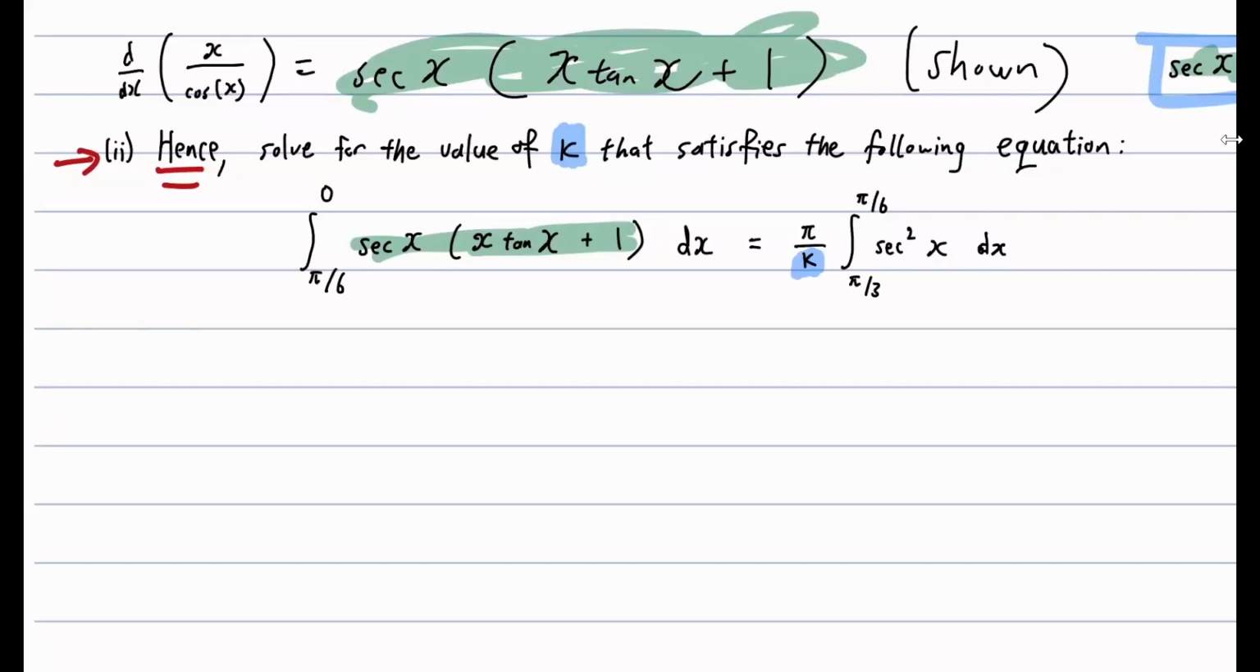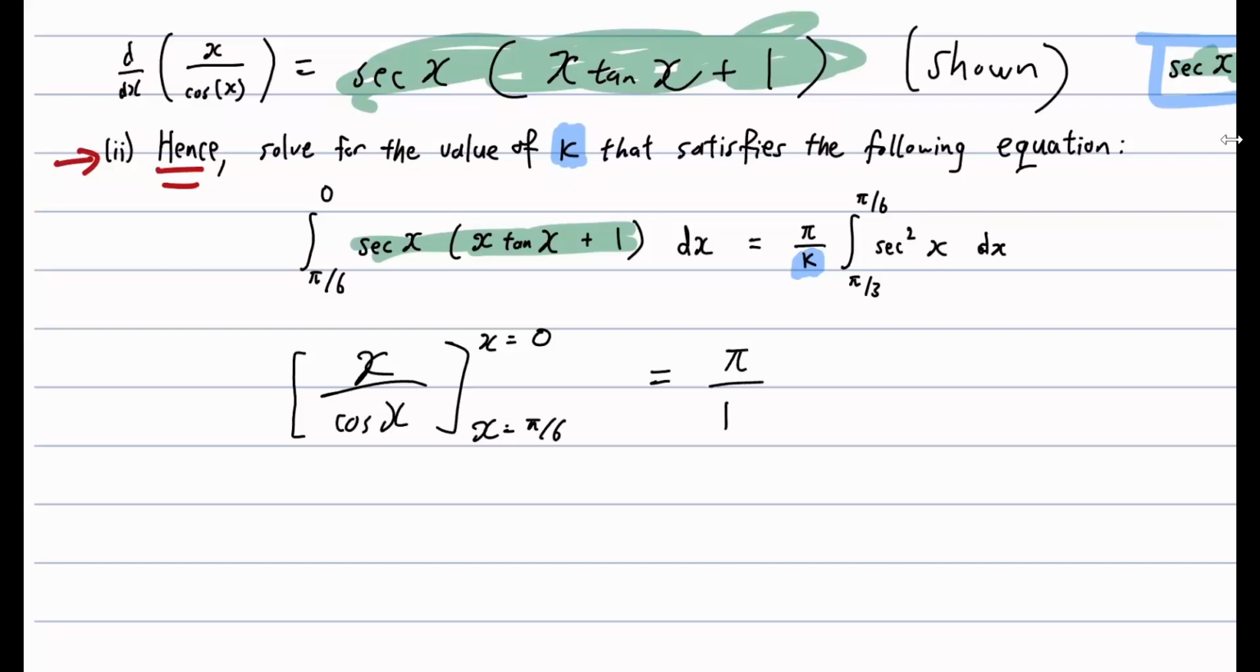Left hand side. Square bracket, x over cosine x, bracket close. Limit is x equals 0. I mean x equals pi over 6. And on top is x equals 0. Very good. Okay. Please drink some water.